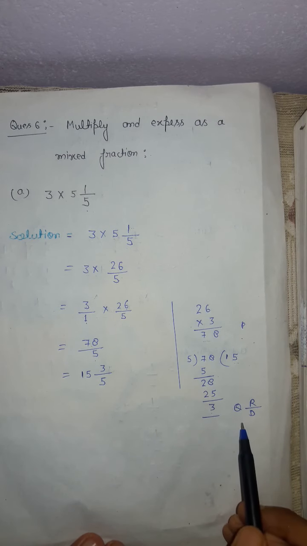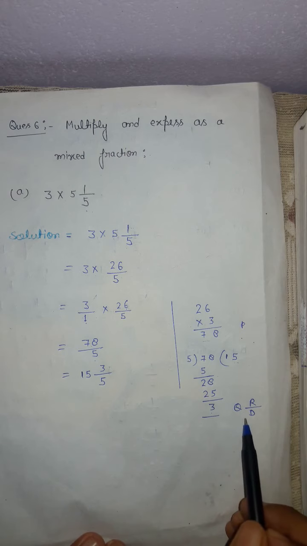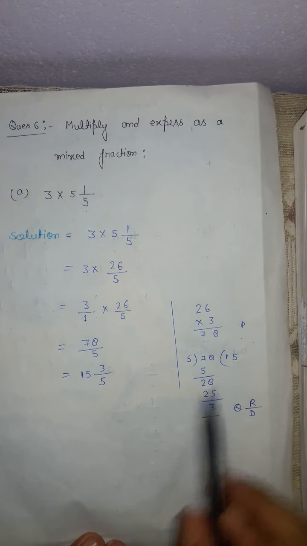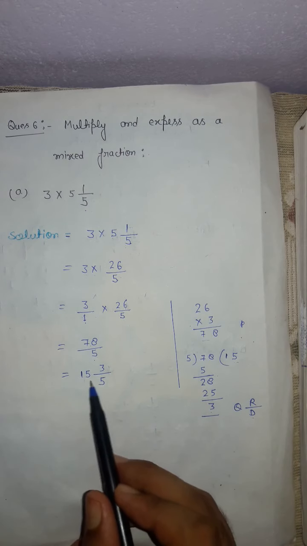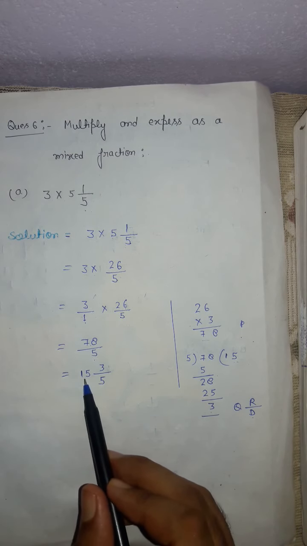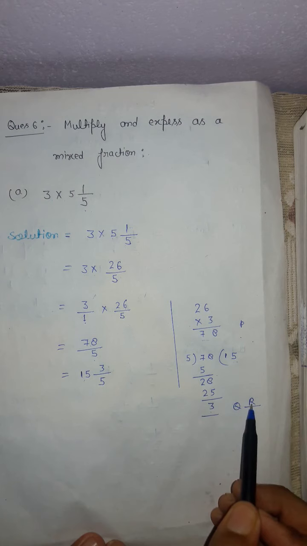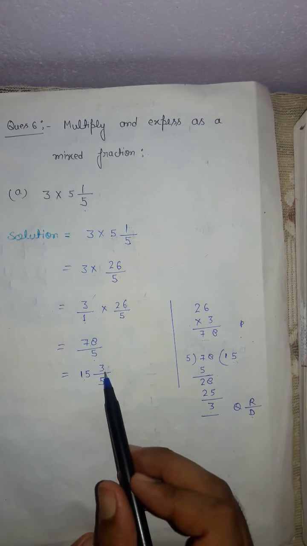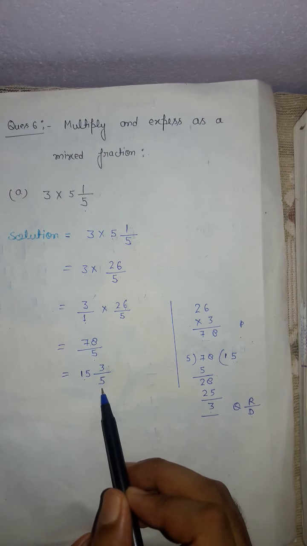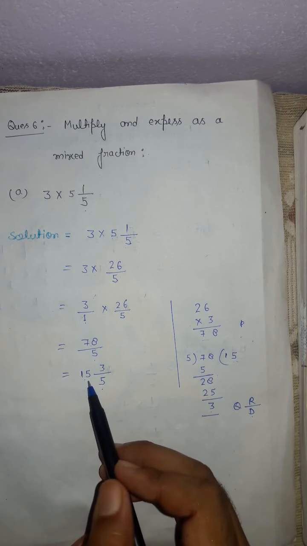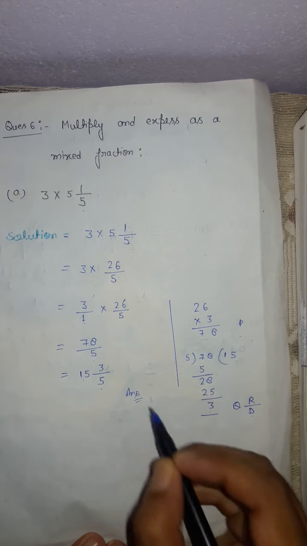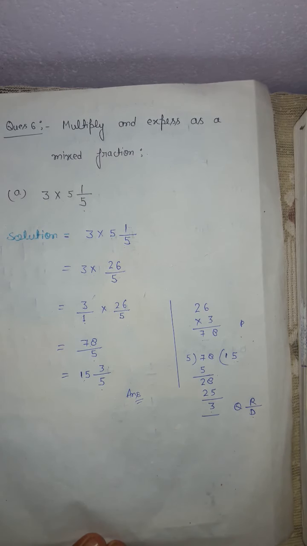If we have to write a mixed fraction, then we always write in this form: quotient whole, remainder upon divisor. Now the quotient is 15, so in place of the whole number we write 15, the remainder 3 will be the numerator, and the divisor will be the denominator. So our mixed fraction is 15 whole 3 upon 5. It is our answer. Do the remaining questions the same way.